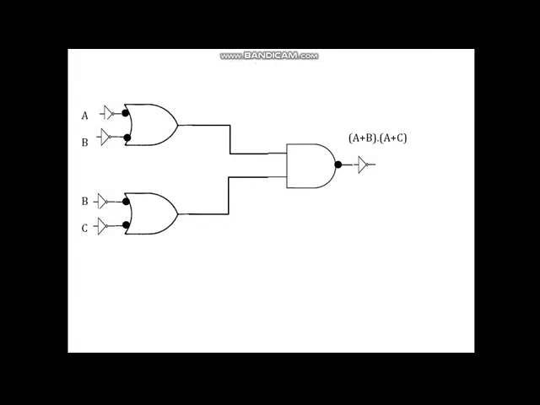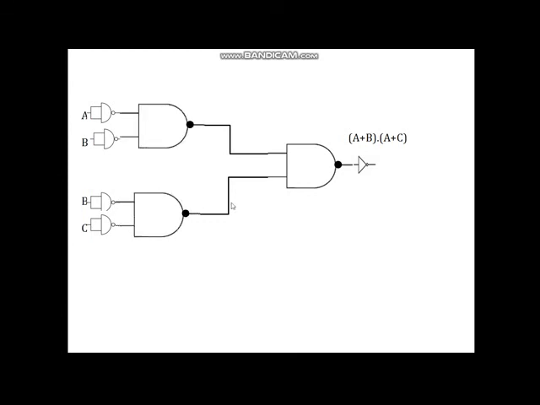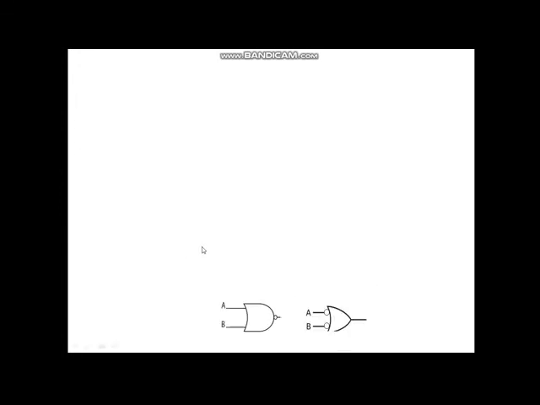So next, implement that inverter by using a NAND gate. Replace this bubbled OR by a NAND gate and convert this to NAND. Finally, you get the logic diagram like this, in which this function is implemented by using only NAND gates.